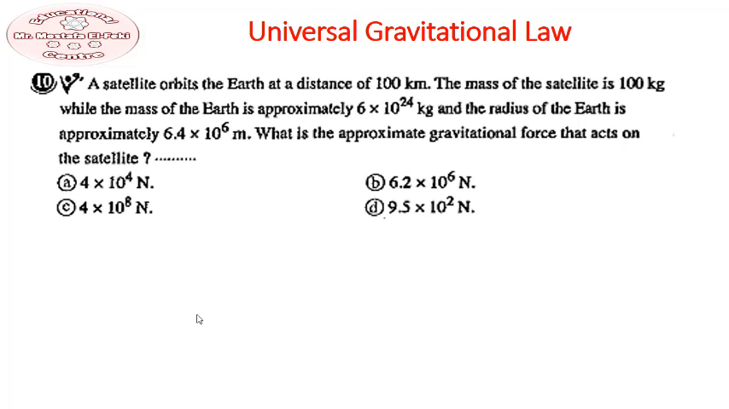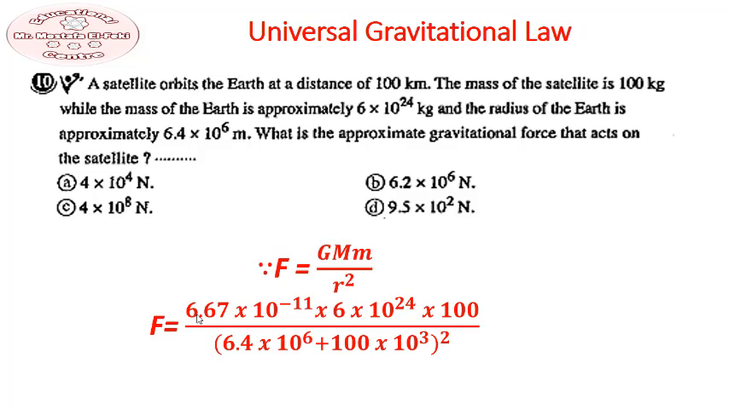A satellite orbits the Earth at a distance of 100 kilometers. The mass of the satellite is 100 kilograms, while the mass of the Earth is approximately 6 times 10 to the power 24 kilograms. And the radius of the Earth is approximately 6.4 times 10 to the power 6 meters. So the approximate gravitational force acting is... This is the relation. By substituting the numbers in the relation and converting from kilometers to meters, times 10 to the power of 3, then the force equals approximately 9.5 times 10 to the power of 2 Newton.